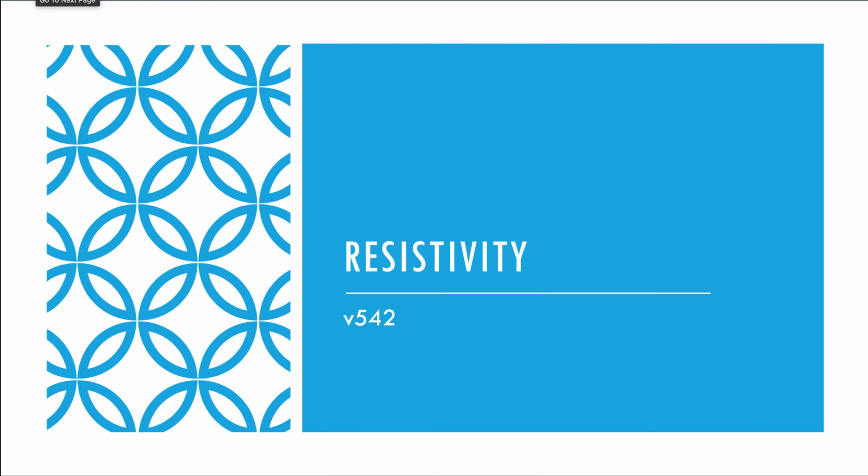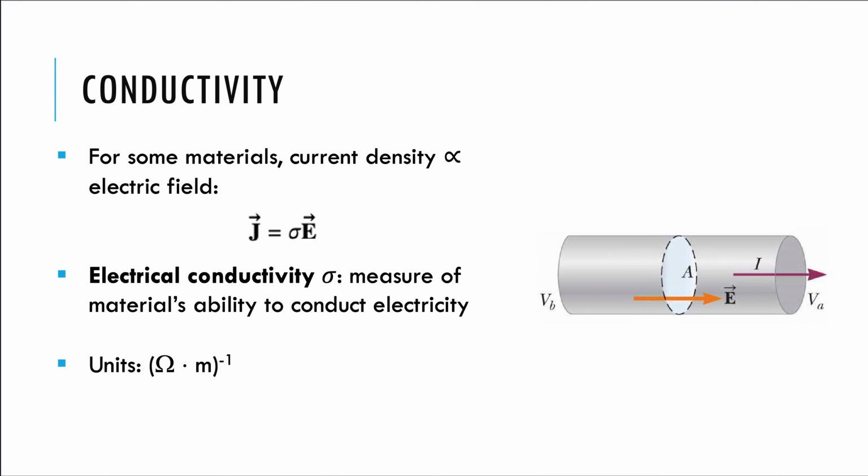Resistivity is a very important property of materials that tells us how they resist the flow of current. But before we can talk about it, we have to consider conductivity first.